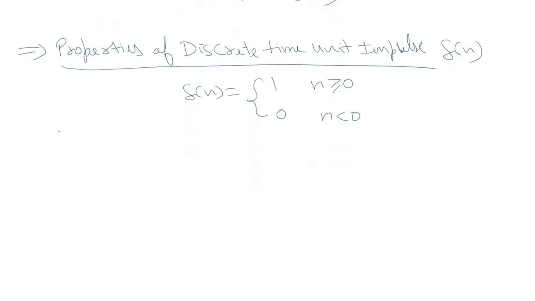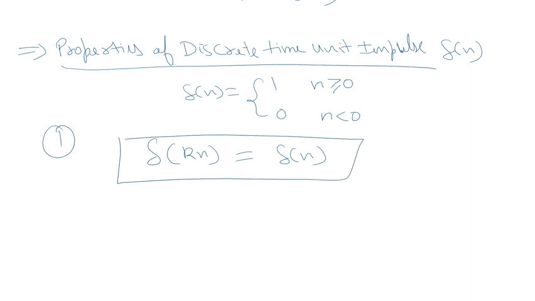So the very first property says that the scaling property, in contrast to the continuous time case, is delta of k n equal to delta of n, where k is any integer value.